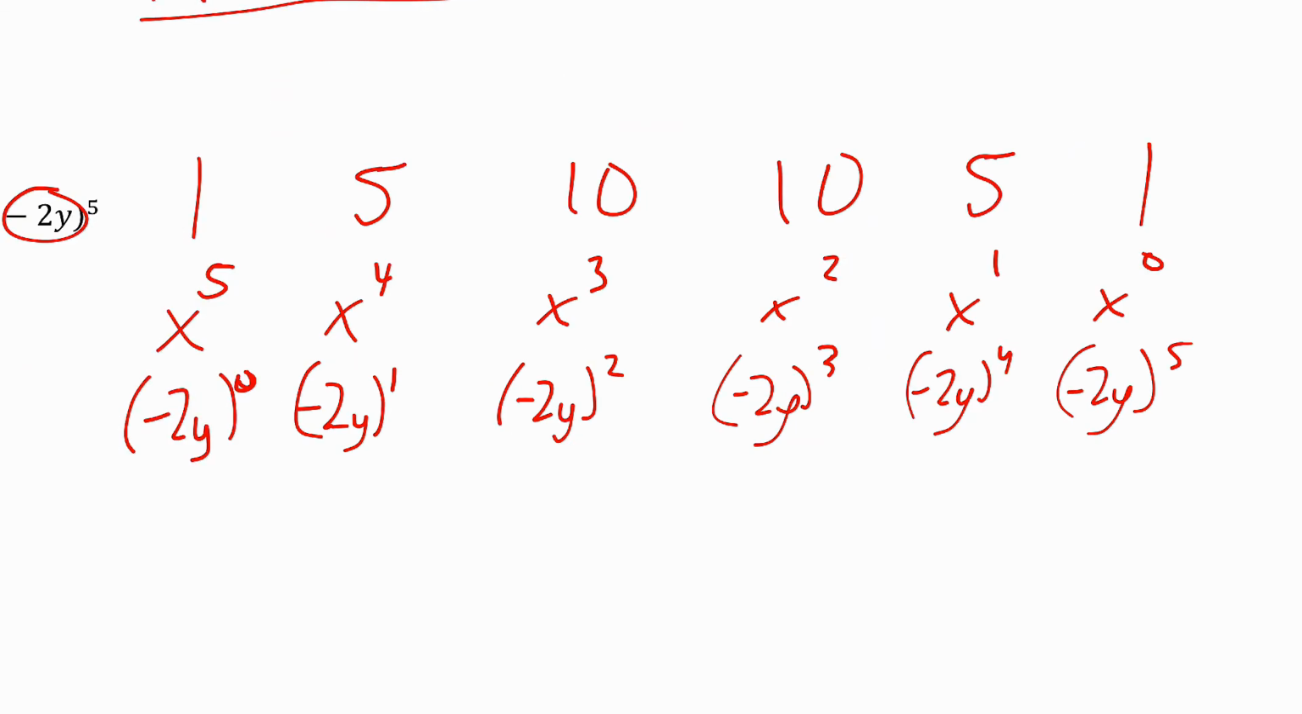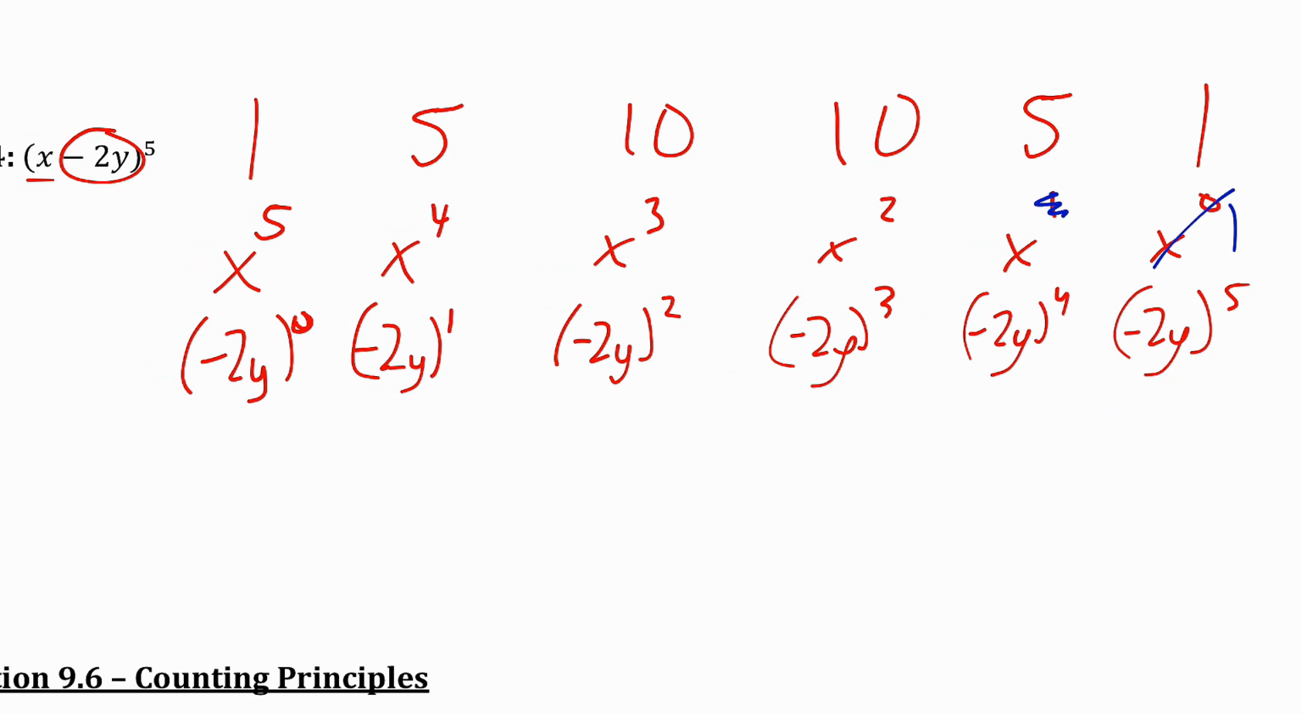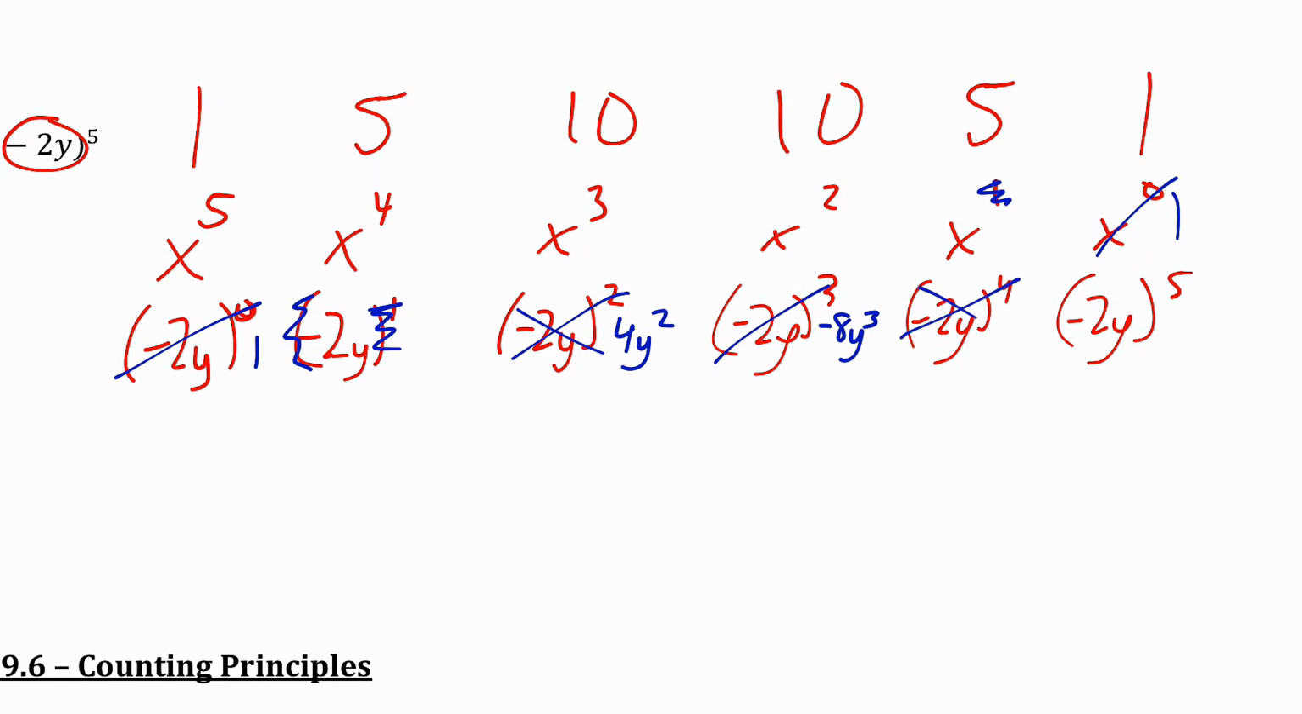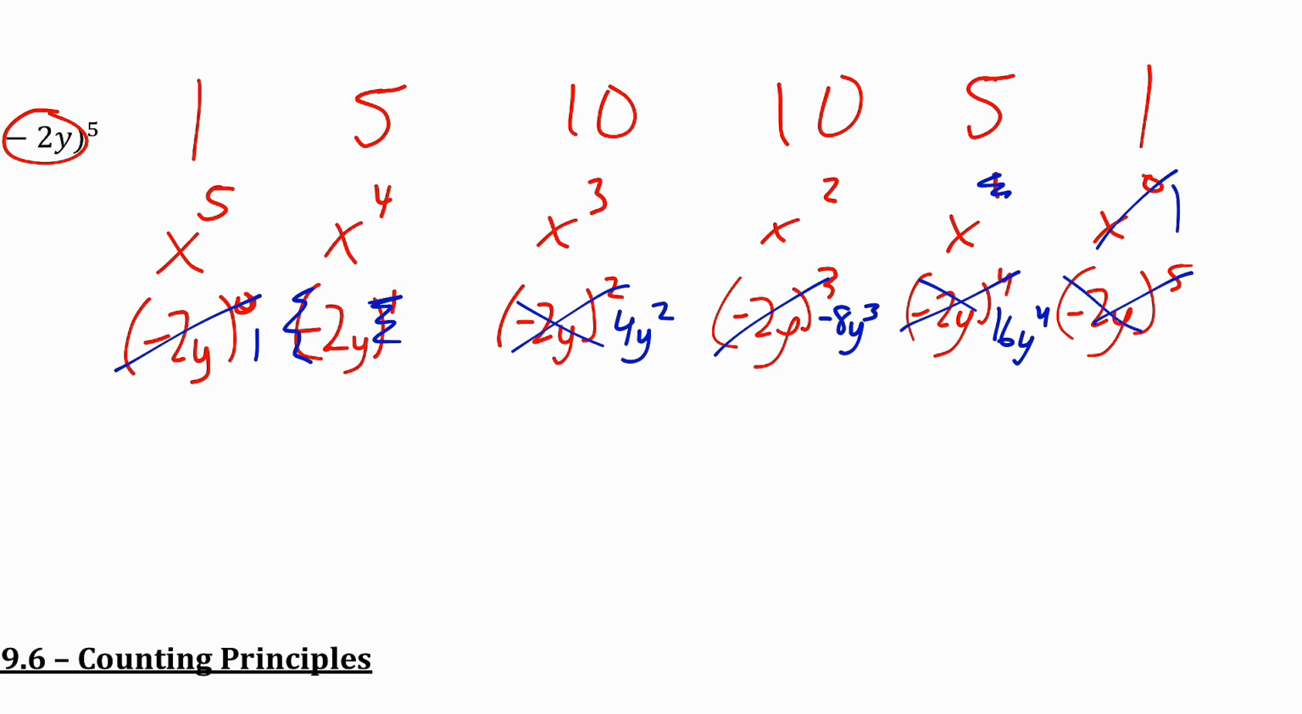Now, cleaning up some of this, the first row, nothing to clean up there. The second row, the only thing we can really clean up is, let's just get rid of that exponent so it doesn't confuse us. And then x to the 0 is 1. Bottom row, negative 2y to the 0 is just 1. Negative 2y to the first is just negative 2y, so I'm just going to cross off the parentheses. Negative 2y squared, that's positive 4y squared. Negative 2y cubed, well, negative 2 cubed is negative 8, and then we have the y cubed. Negative 2y to the fourth is going to be positive 16y to the fourth. And finally, negative 2y to the fifth. Negative 2 to the fifth is negative 32y to the fifth.